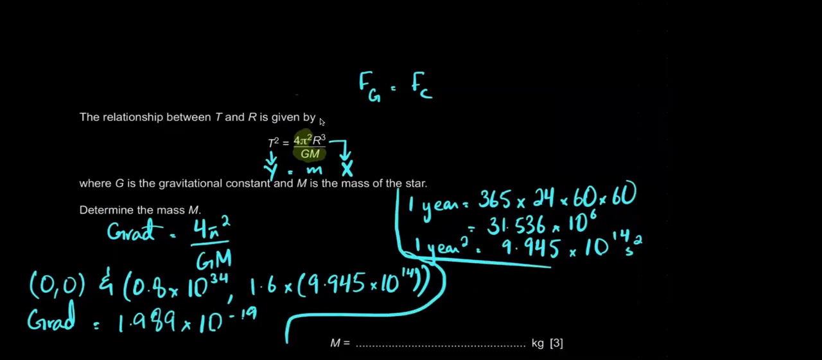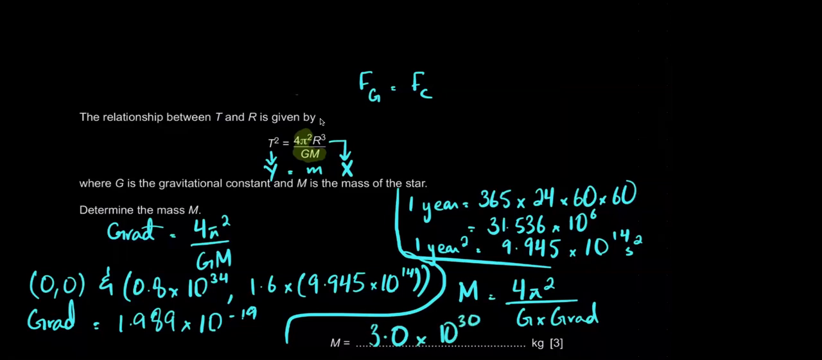So from here, if I make m the subject of this formula, this is going to be 4 pi square upon g times the gradient, right? So no need to show any more working, any more steps. Now we can just work with this formula. So 4 pi square, g is 6.67 into 10 to the negative 11 times whatever value we got. So this mass turns out to be 2.97 into 10 to the 30. So just 2SF, this would become 3.0 into 10 to the 30 kilograms, right? So this is how you had to do this part. So this is done. Let's go on to the next part.